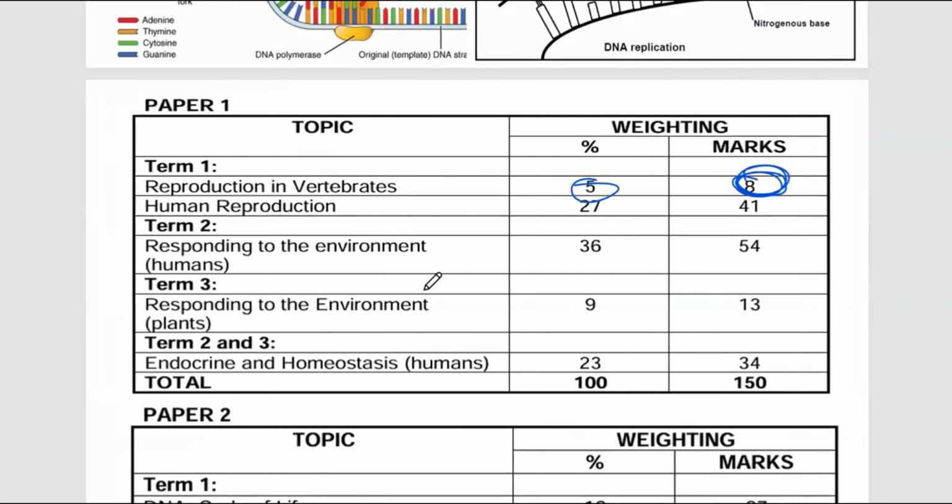The next section is going to be, we are going to have to drill. I say that we want 41 marks. We have to get these 41 marks. So let's get them.